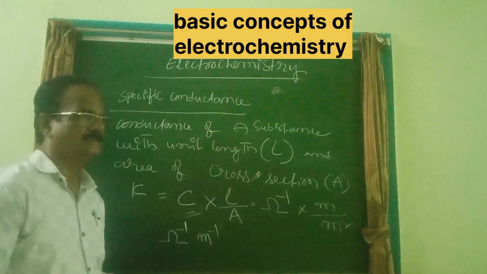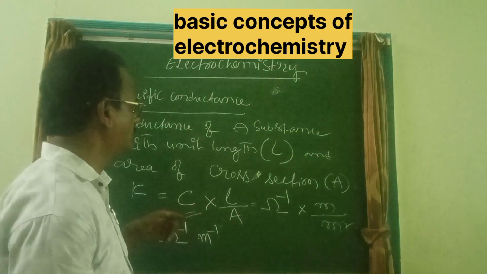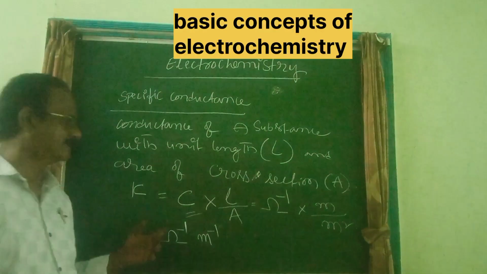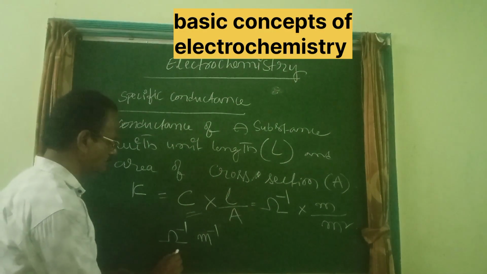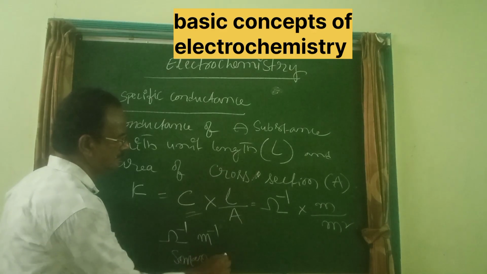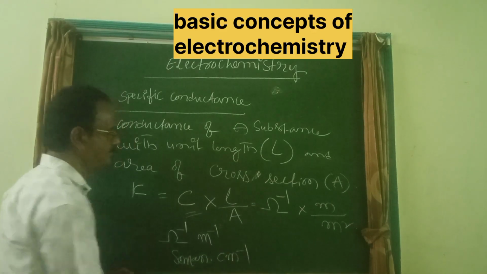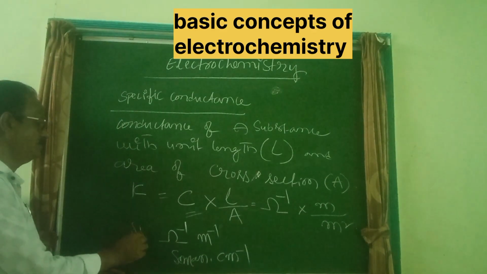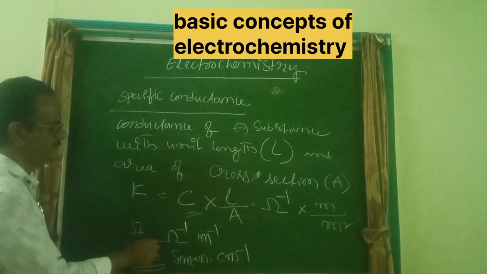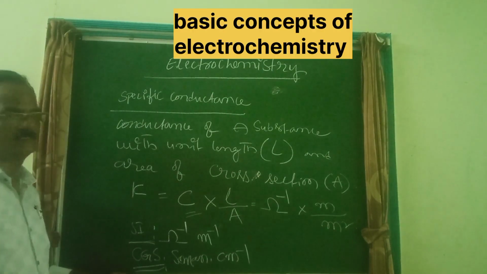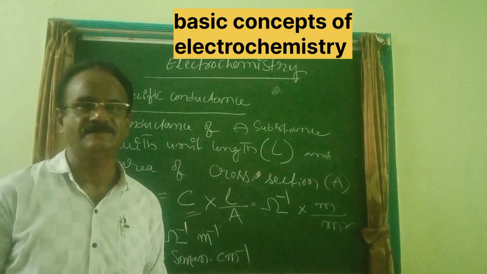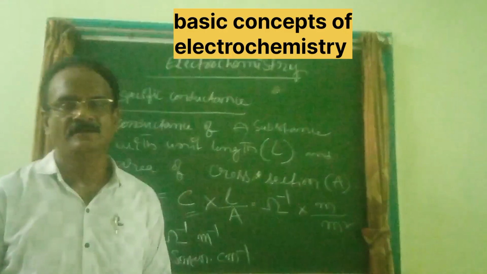But the CGS unit for conductance is Siemens. Specific conductance is Siemens centimeter inverse. The earlier one is the SI unit. This is the CGS unit for specific conductance, which is often called conductivity. Thank you.